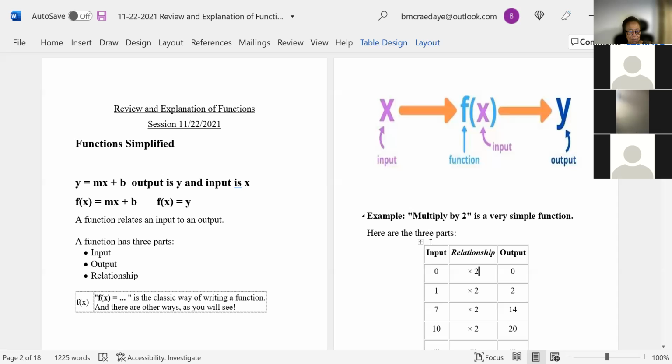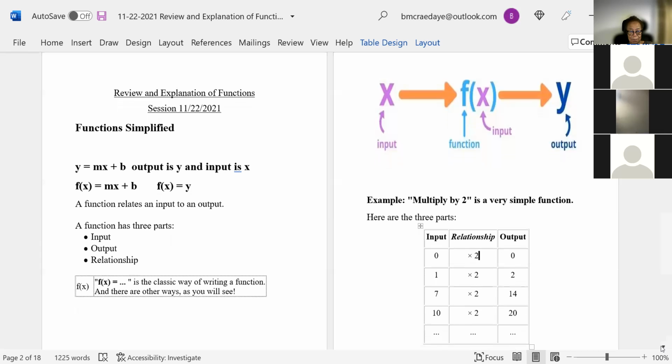Very simple function. You see, you have input, relationship, output. There's your input. Your relationship is a multiplication by 2, and there's your output. So 2 times 0 is 0. 2 times 1 is 2. 2 times 7 is 14. 2 times 10 is 20. Once you know your relationship, you can put in values for your input and calculate your output. So if this was a 20, 20 times 2 is the output of 40.